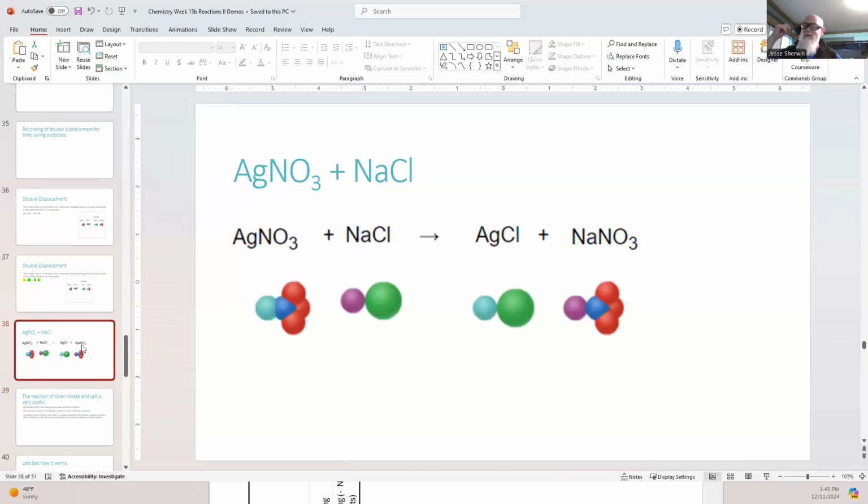And the silver will bind to the chlorine, and the nitrate will bind to the sodium. And the benefit of this ties into chemical changes. Sometimes you can see chemical changes because when chemicals change, their properties to absorb or reflect light change. So think about it: the property to absorb or reflect light changes.